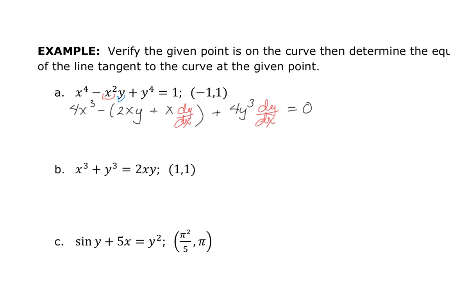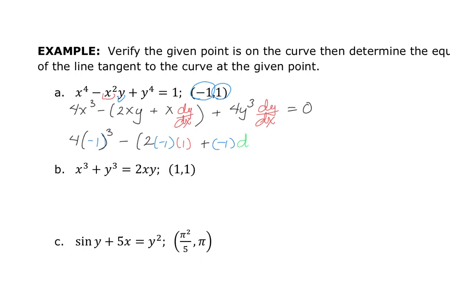Now, it's not asking me for the dy/dx. It's not asking me to find the derivative of y with respect to x, so I'm just going to do a back substitution. So everywhere I see x, I'm going to put in -1. Everywhere I see y, I'm going to put in 1. So this becomes 4 multiplied by -1 raised to the 3rd, minus 2 multiplied by -1 multiplied by y, which is 1, plus x, which is -1 multiplied by dy/dx.